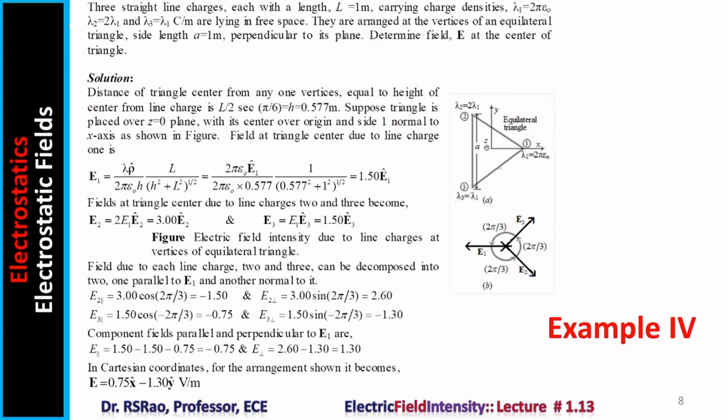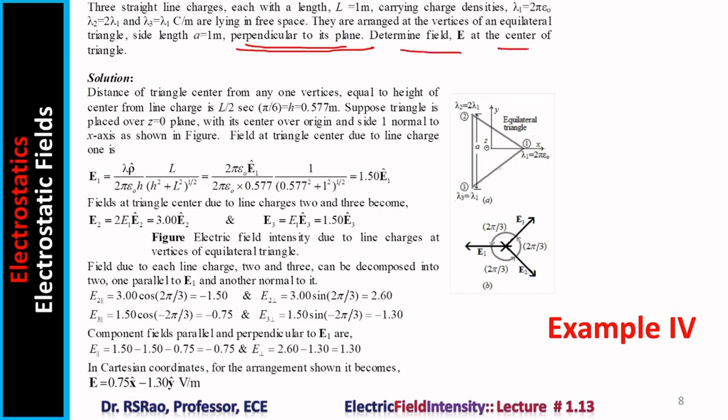We consider another problem. 3 straight line charges, each with a length L equal to 1 meter, carrying charge densities lambda 1 equal to 2 pi epsilon naught, lambda 2 equal to 2 lambda 1, lambda 3 equal to lambda 1 coulombs per meter. They are lying in free space. They are arranged at the vertices of an equilateral triangle. They are arranged at the vertices of a triangle, side length A equal to 1 meter, perpendicular to its plane.